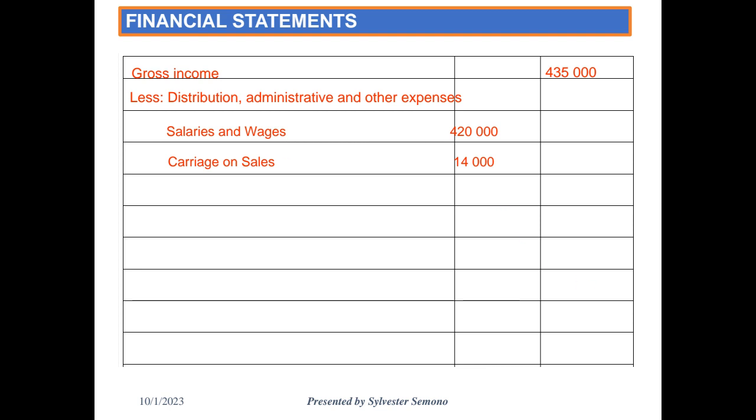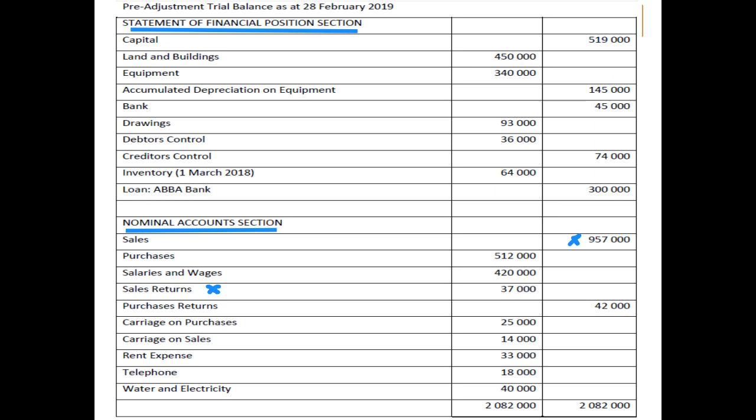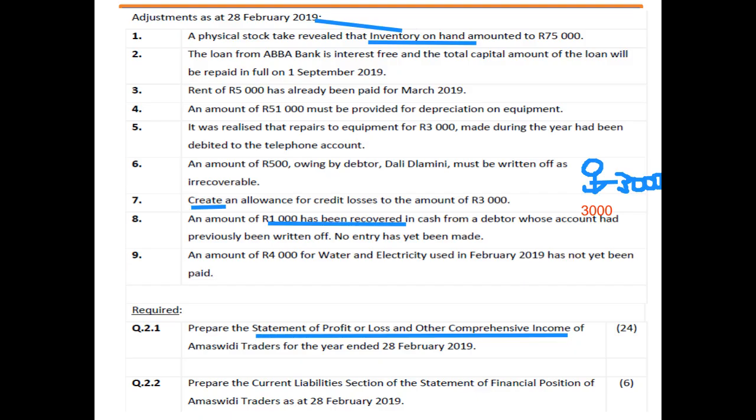Okay, let's go back and check. So we check them like that, one by one. You tick that one. So what is the next one that you see? Rent expenses. Can I go and put it under expenses? Yes. Is there any adjustment that talks about rent expense? Let me check. Yes. Okay, number 3.